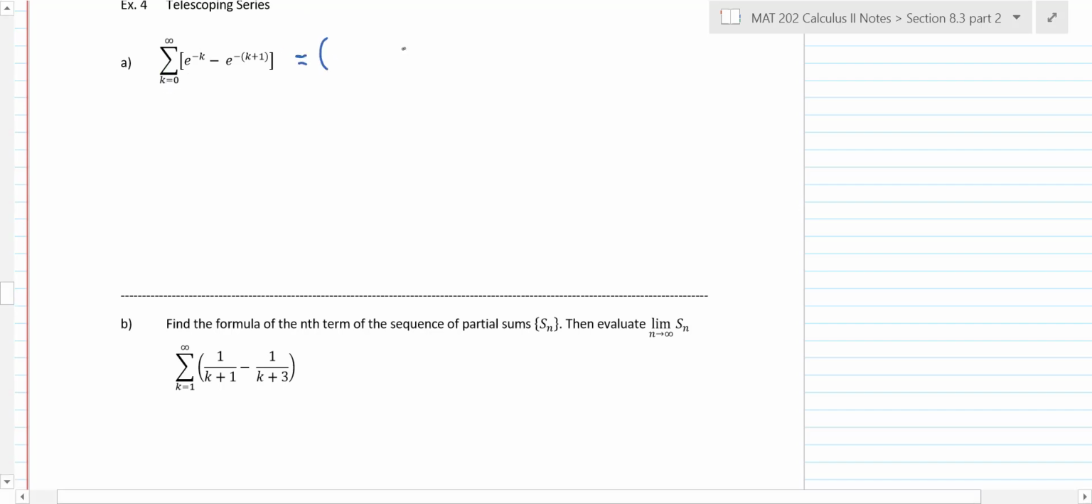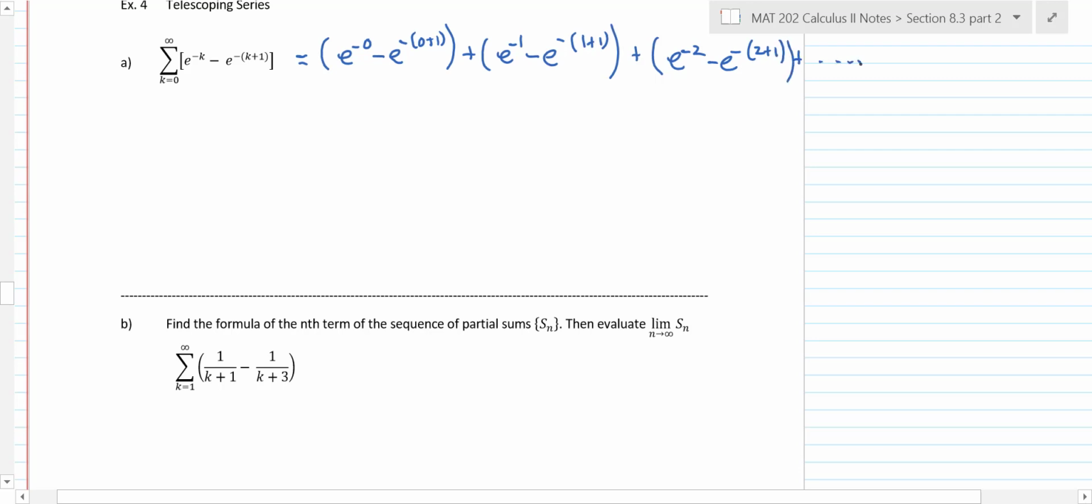Okay, so let's go ahead and start this way. Let's start with k equals 0. So we'll have e to the negative 0 minus e to the negative 0 plus 1. Usually you have to write out a couple of these and then you start beginning to see a pattern. Then if you go to k equals 1, you're going to have e to the negative 1 minus e to the negative 1 plus 1. And I'll take it out one more to k equals 2. We'll have e to the negative 2 minus e to the negative 2 plus 1, and so forth forever, like that.